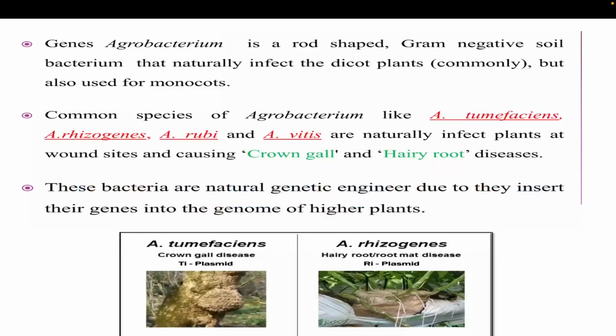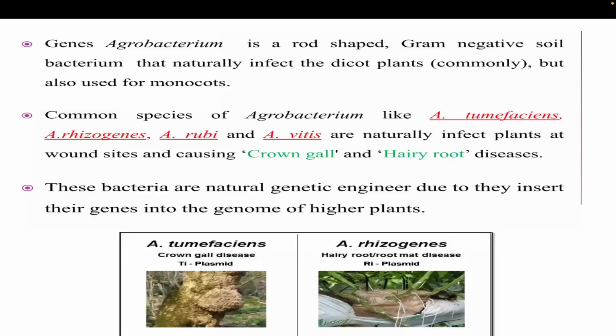There are different strains of Agrobacterium, but the most common are Agrobacterium tumefaciens and Agrobacterium rhizogenes. They naturally infect plants at the wound site, causing crown gall as well as hairy root disease.